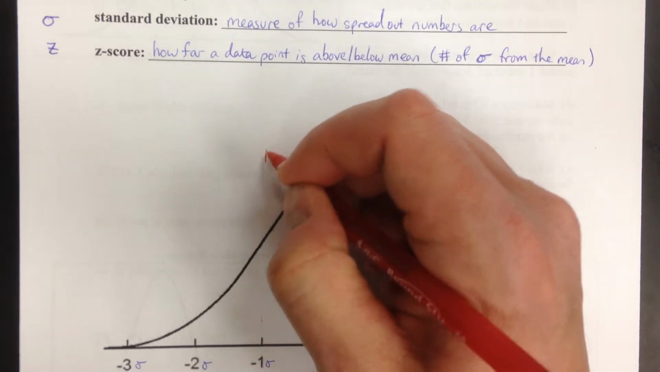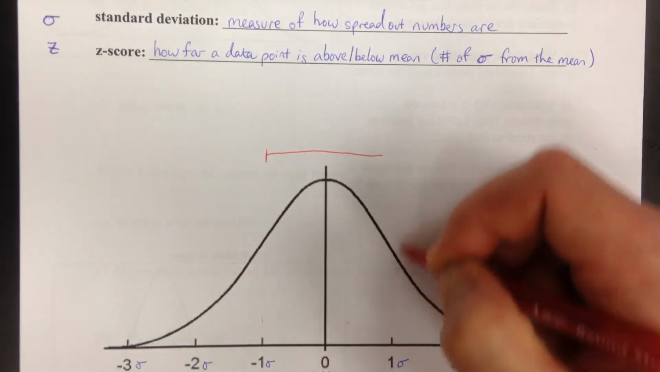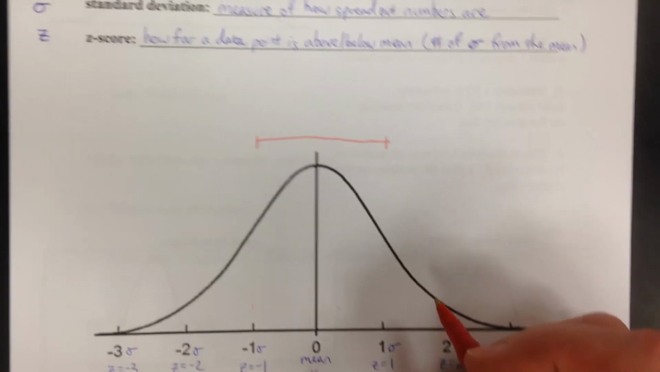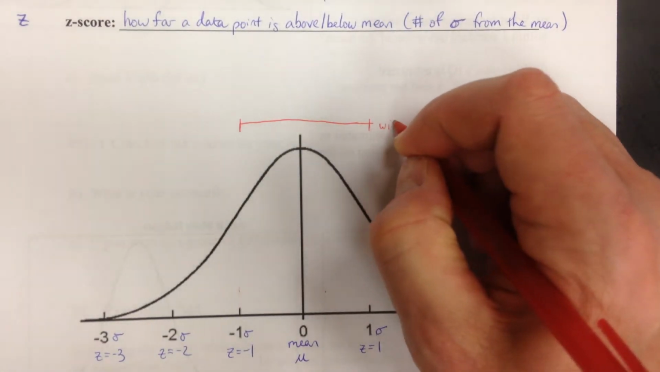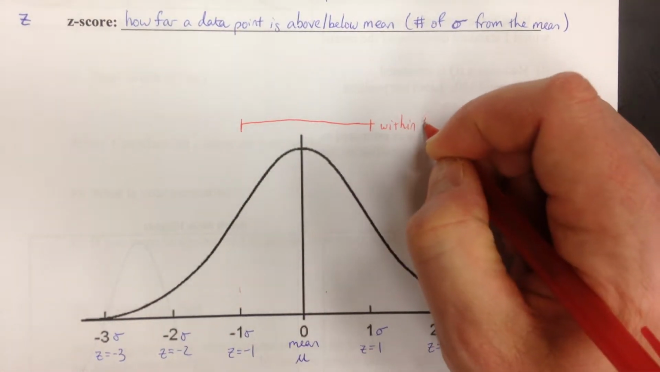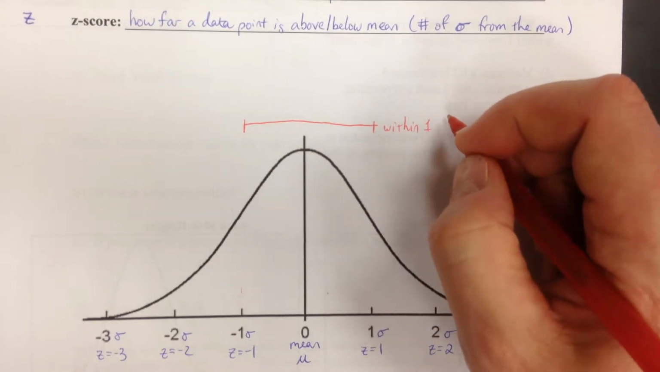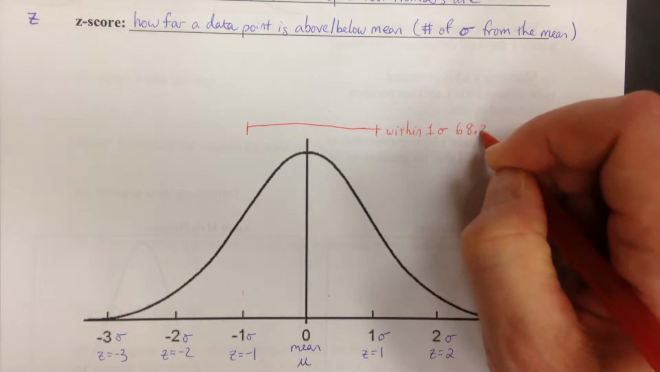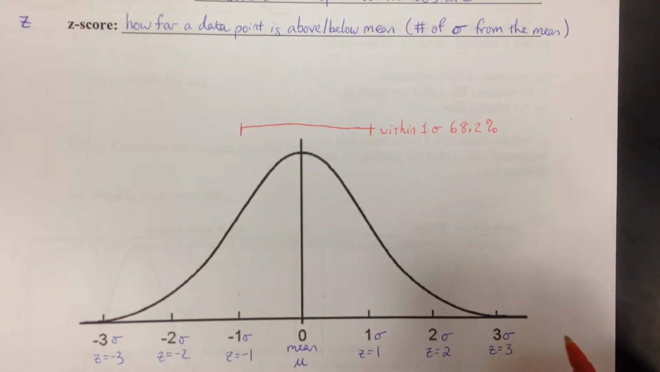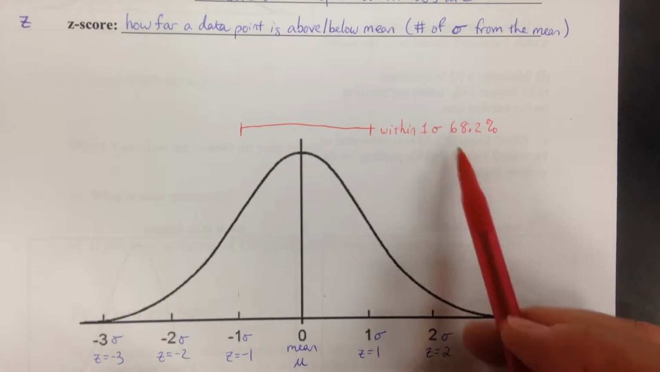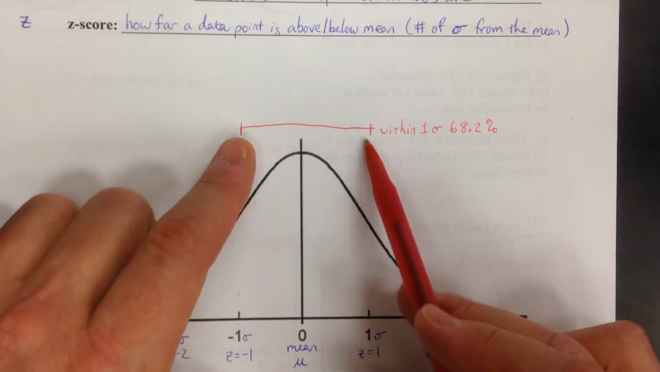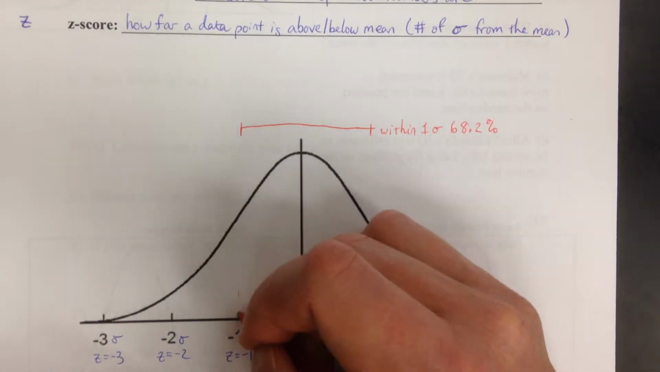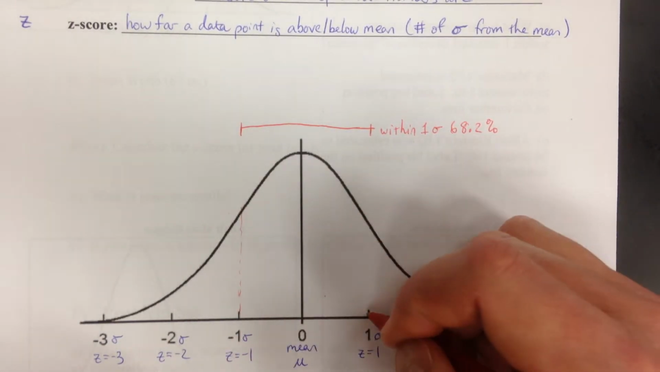So from -1 to +1 standard deviation, and we'll talk about this, we'll say within 1 standard deviation is 68.2% of your data. We know for a fact in a normal distribution that 68% of your values will be between -1 and +1 standard deviation. That is always going to be true.